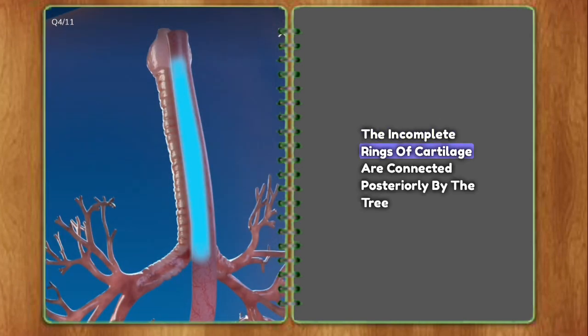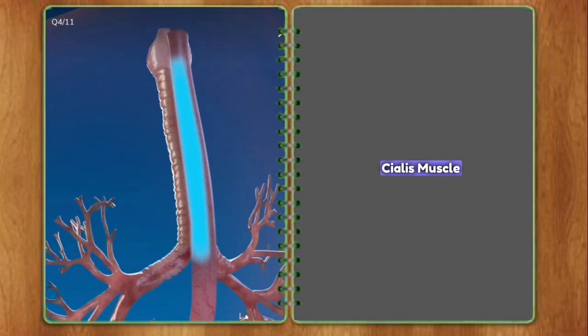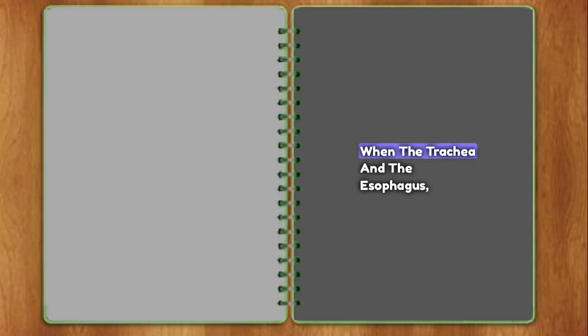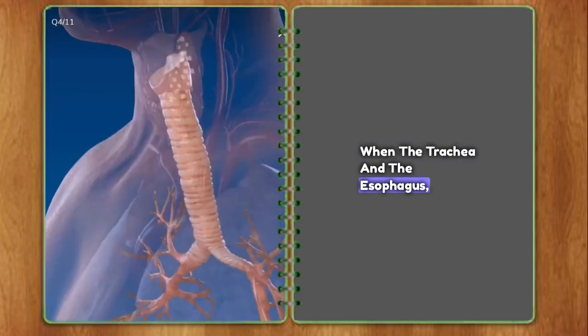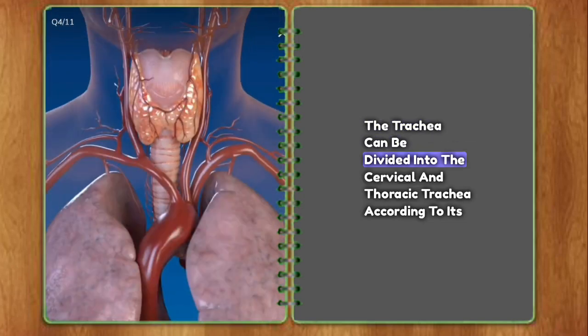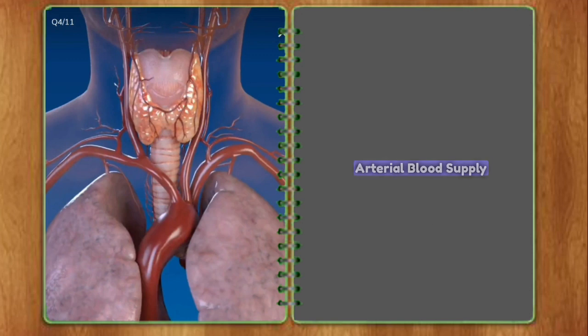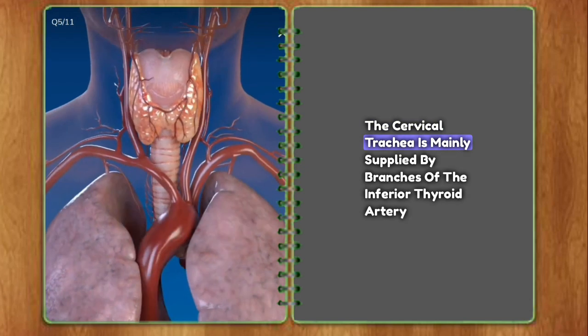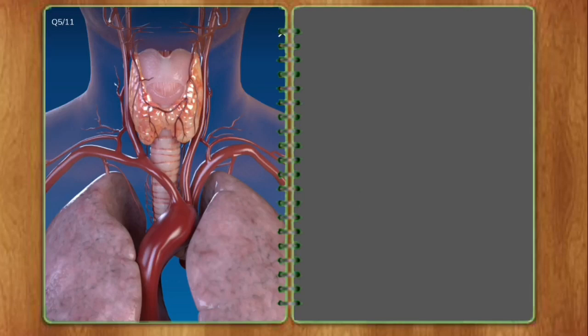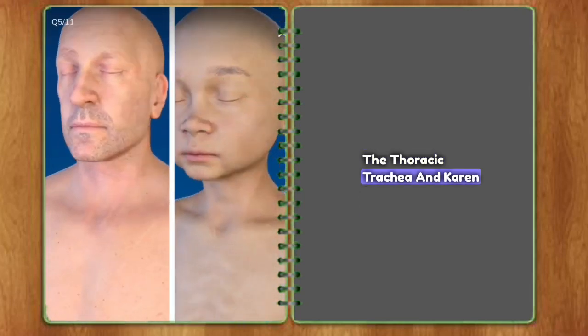The incomplete rings of cartilage are connected posteriorly by the trachealis muscle. This muscle runs longitudinally between the trachea and the esophagus. The trachea can be divided into the cervical and thoracic trachea, according to its arterial blood supply. The cervical trachea is mainly supplied by branches of the inferior thyroid artery. The thoracic trachea and carina are supplied by other vessels.